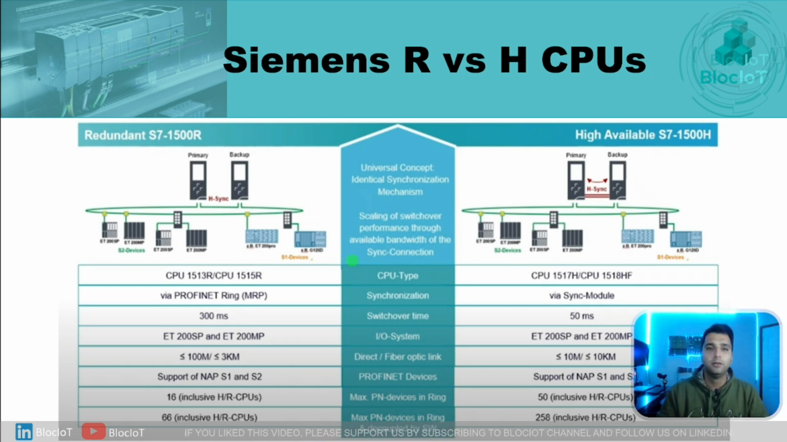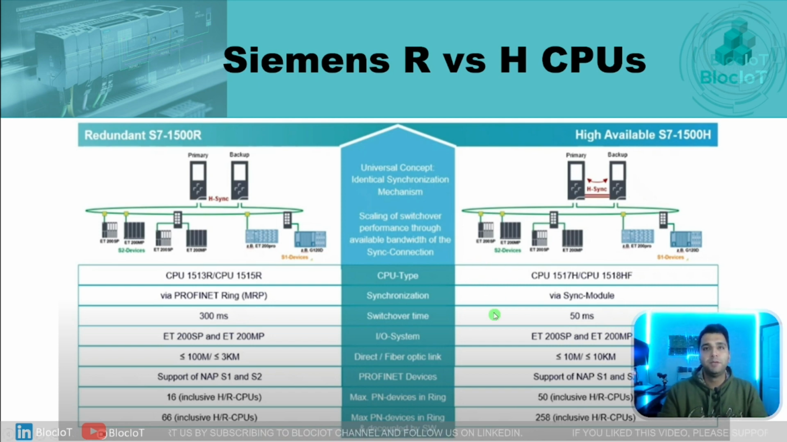So let's learn some technical terms and some of the important specs for Siemens redundant and high available CPUs. Firstly, let's quickly see what the difference is between a redundant and a highly available controller. As you can see on this table, a redundant CPU, which is denoted by an R at the end of the CPU model, for example S7-1515R, consists of two CPUs which are coupled with a Profinet connection. On the other hand, a high available CPU, which is denoted by an H at the end of the model, for example here 1500H, is coupled together by a fiber optic connection or H-Sync module.